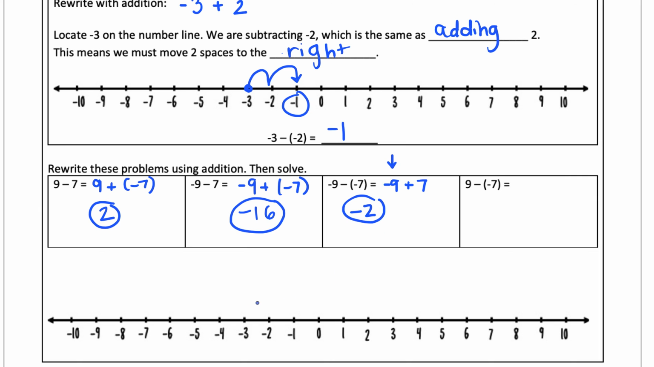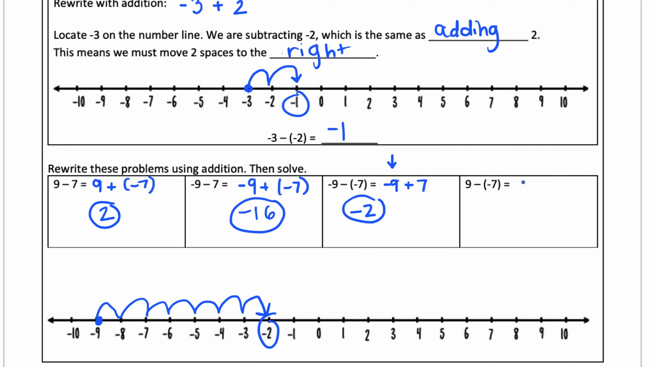Let's look at that one on the number line. If I was at negative 9 and I needed to subtract negative 7, that's the same as adding 7. So I would have counted 1, 2, 3, 4, 5, 6, 7 spaces to the right, and that's how I ended up at negative 2.